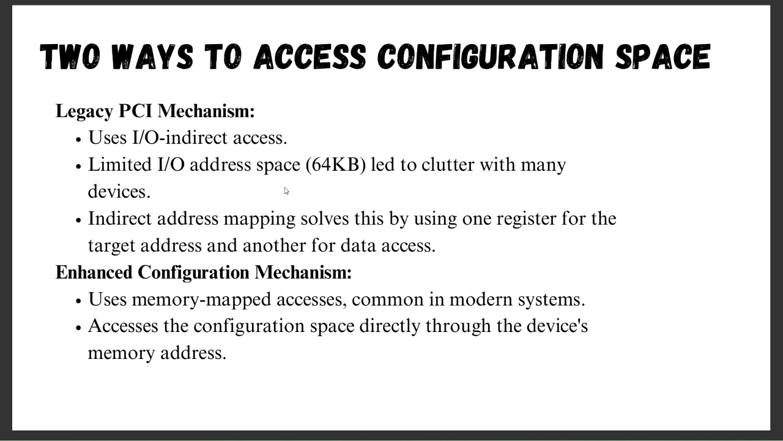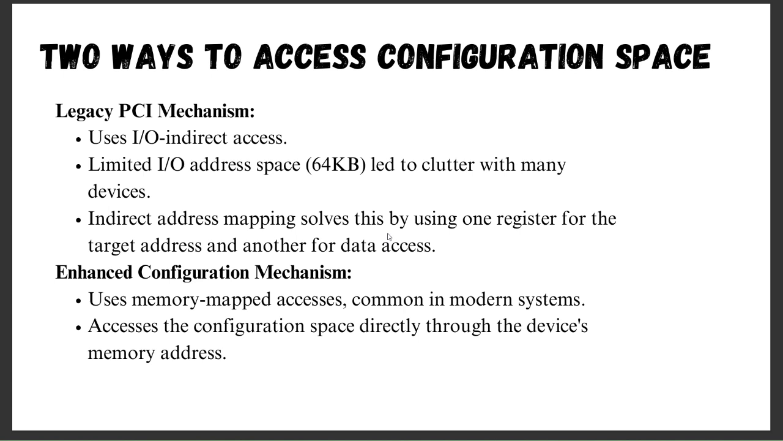So let us now understand how configuration transactions are generated. There are two ways to access the configuration space. First is the legacy PCI mechanism. This uses an IO indirect access method, a method where the system accesses the device configuration registers directly.